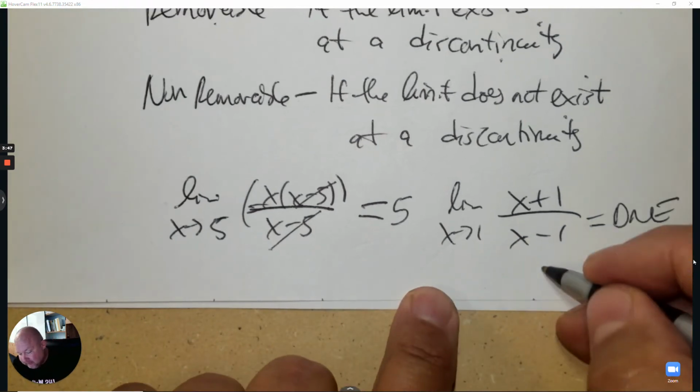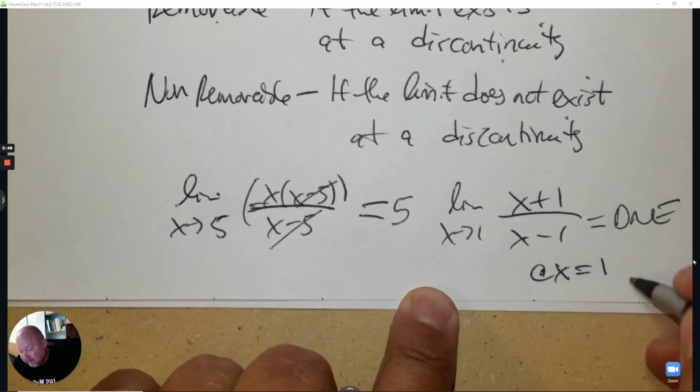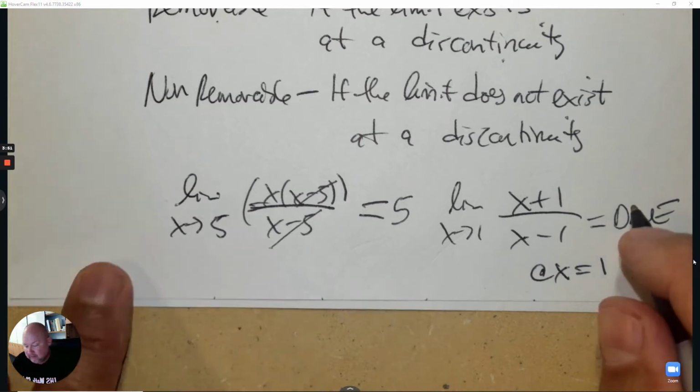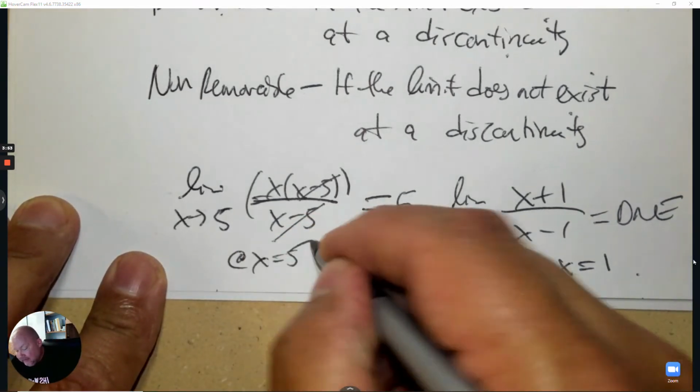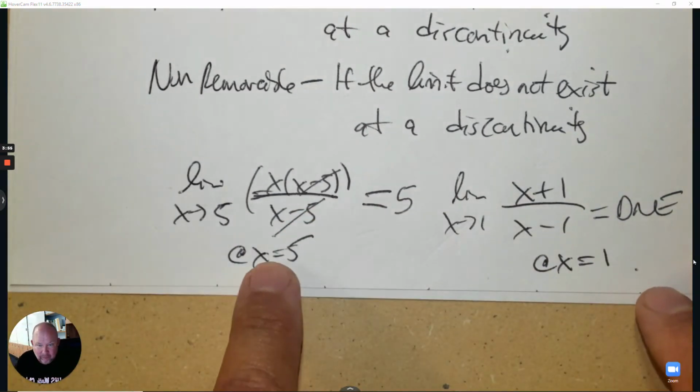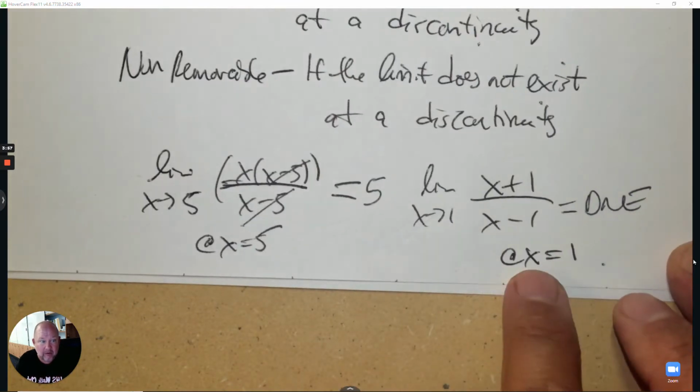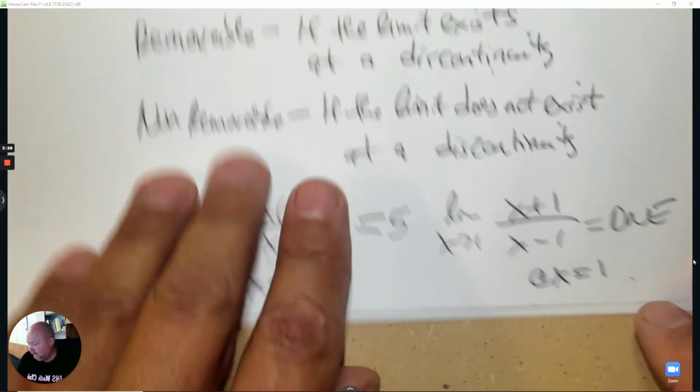So where is that? This one's at x equals 1, and this is non-removable. This one is at x equals 5. And this one is removable because the limit exists. This one's non-removable because it doesn't exist. All right. Now, the next one was 1-2.